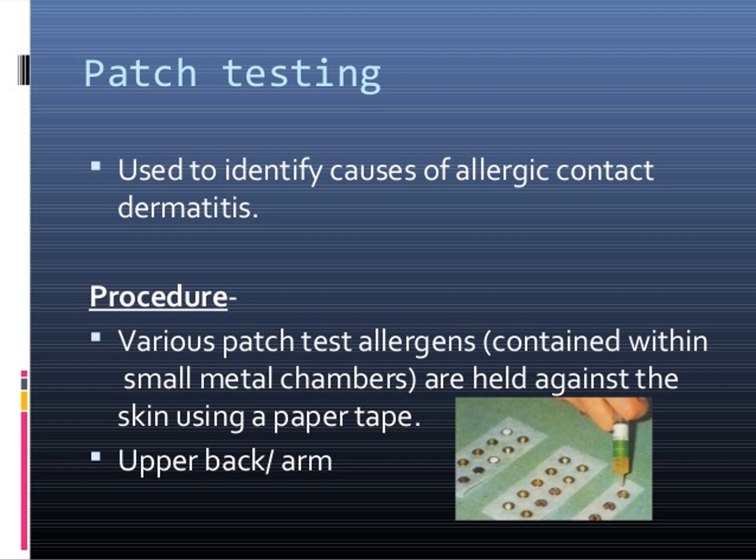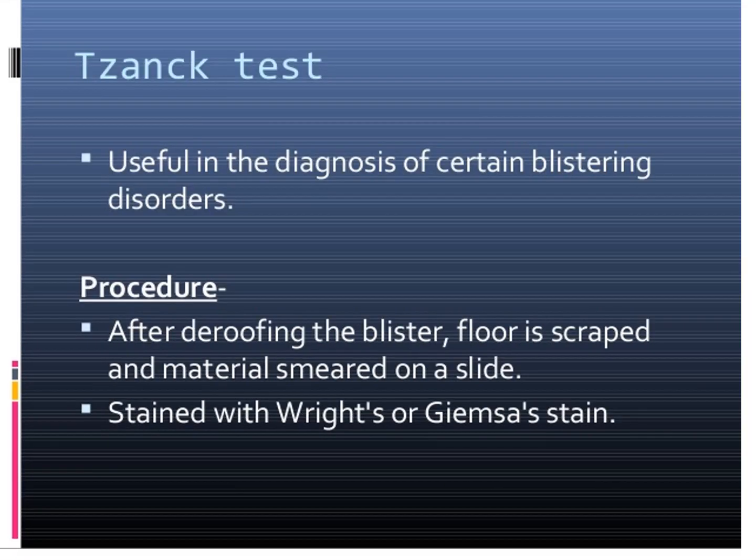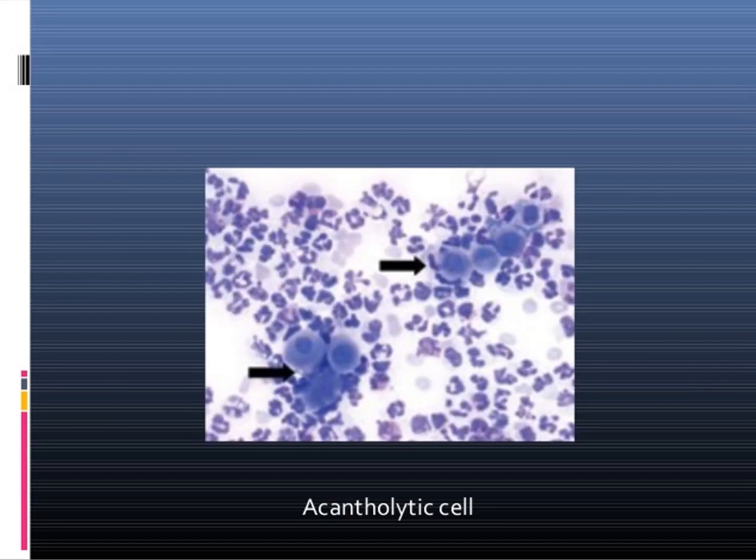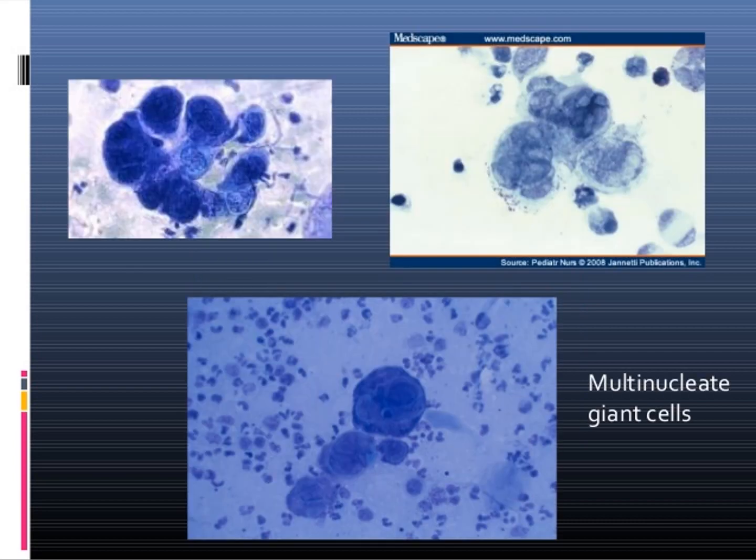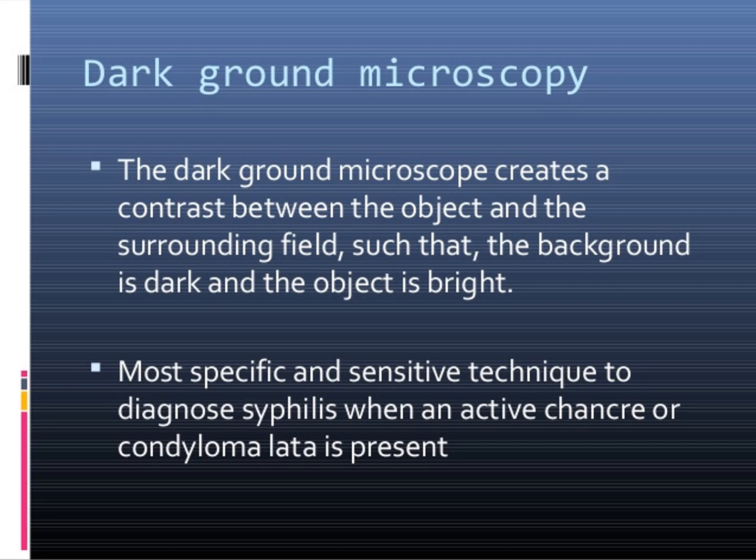Patch testing. Tzanck test, useful in the diagnosis of certain blistering disorders. Acantholytic cells under the microscope. Dark ground microscopy is one of the examinations. In syphilis, we can find Treponema pallidum under the microscope. We use dark-field microscopy here on the dark ground. We can see the fluorescent Treponema pallidum, the causative agent of syphilis.